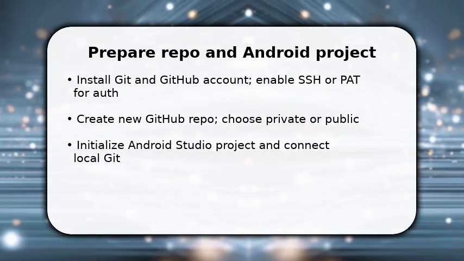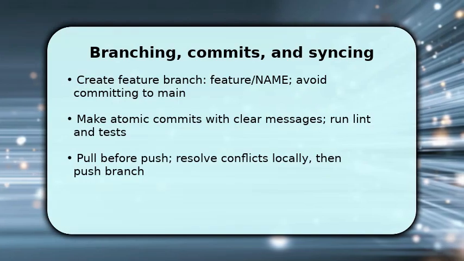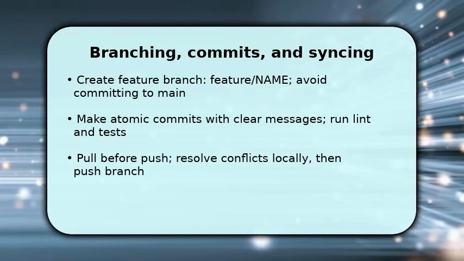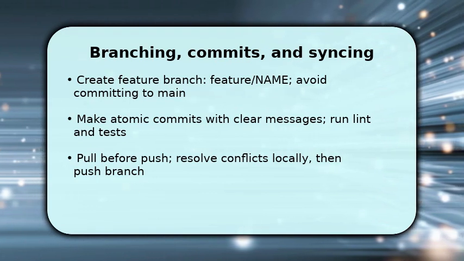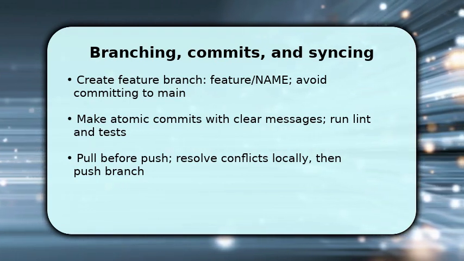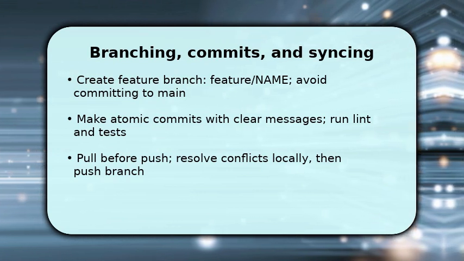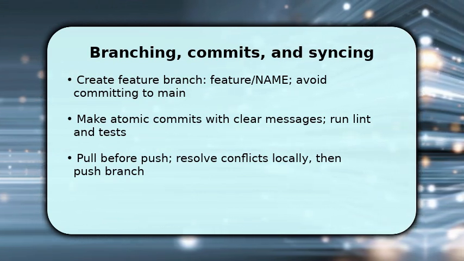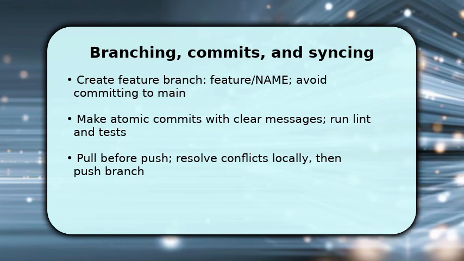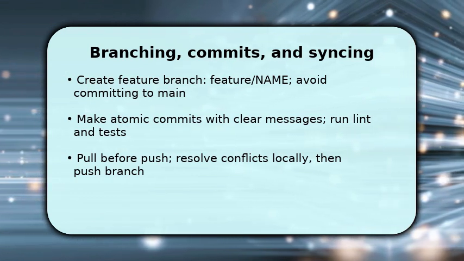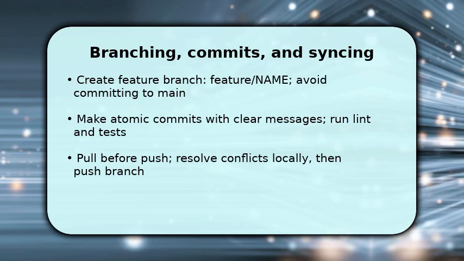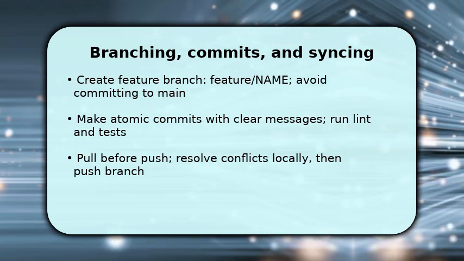You should work on a feature branch to keep main stable. Create a branch like feature/your feature and switch to it. This isolates changes and simplifies reviews. As you develop, make small, focused commits with descriptive messages and run lint checks and unit tests before each commit so CI stays green. Before pushing, pull the latest remote changes to reduce conflicts.